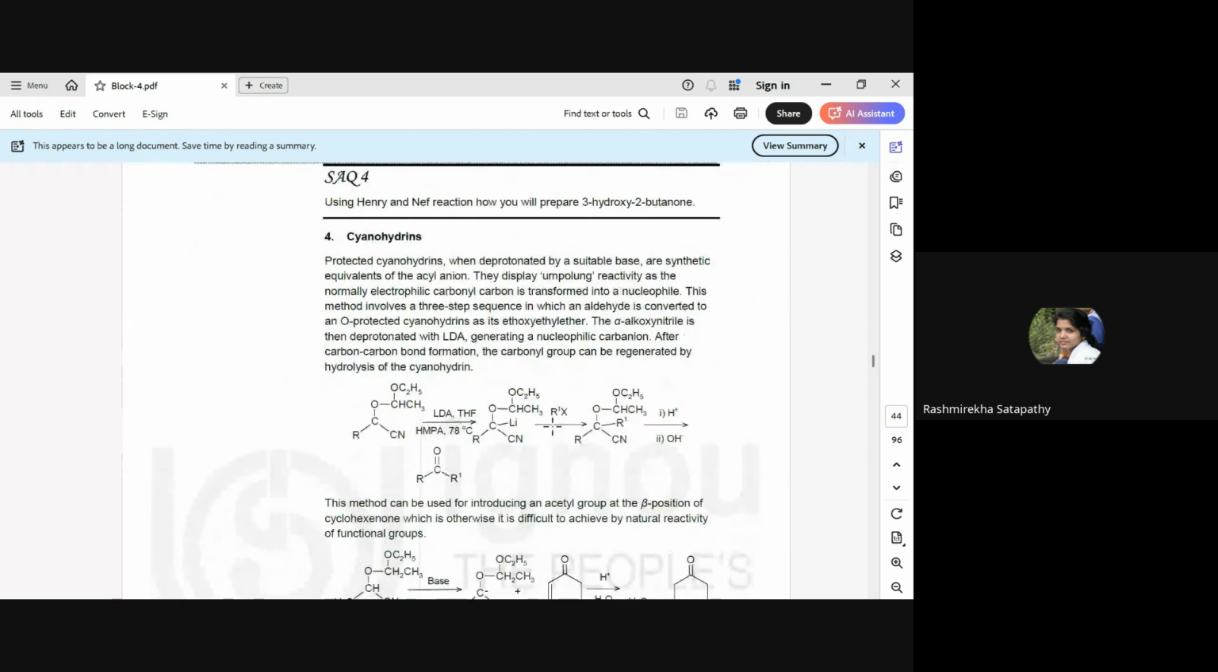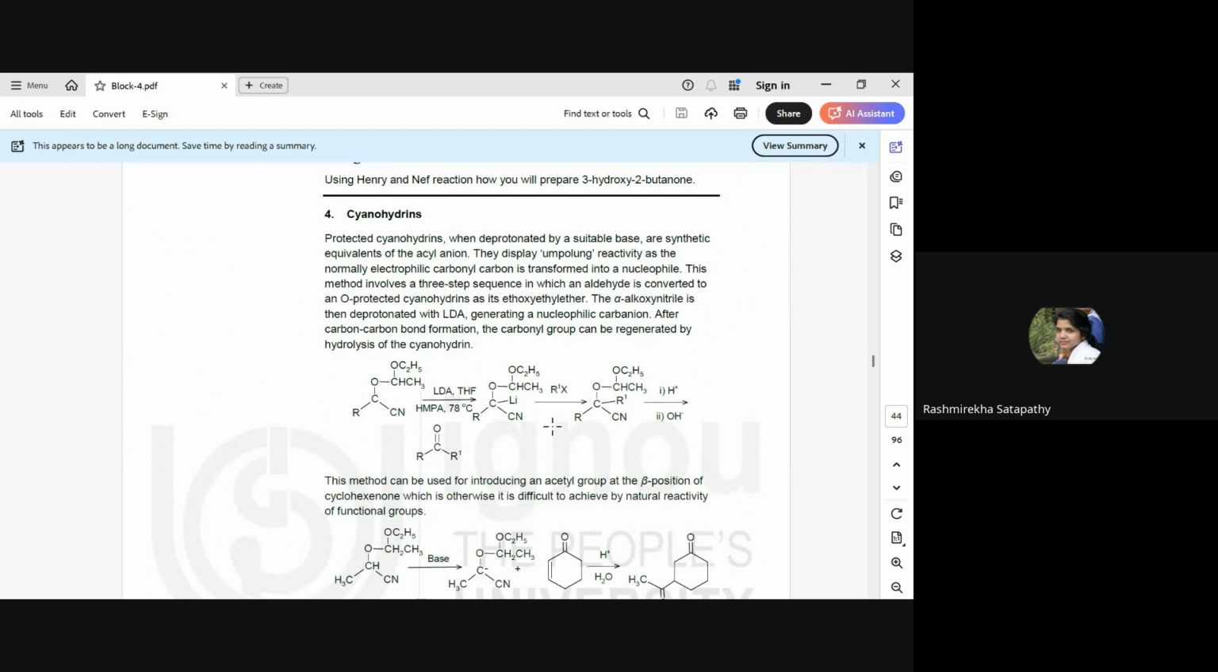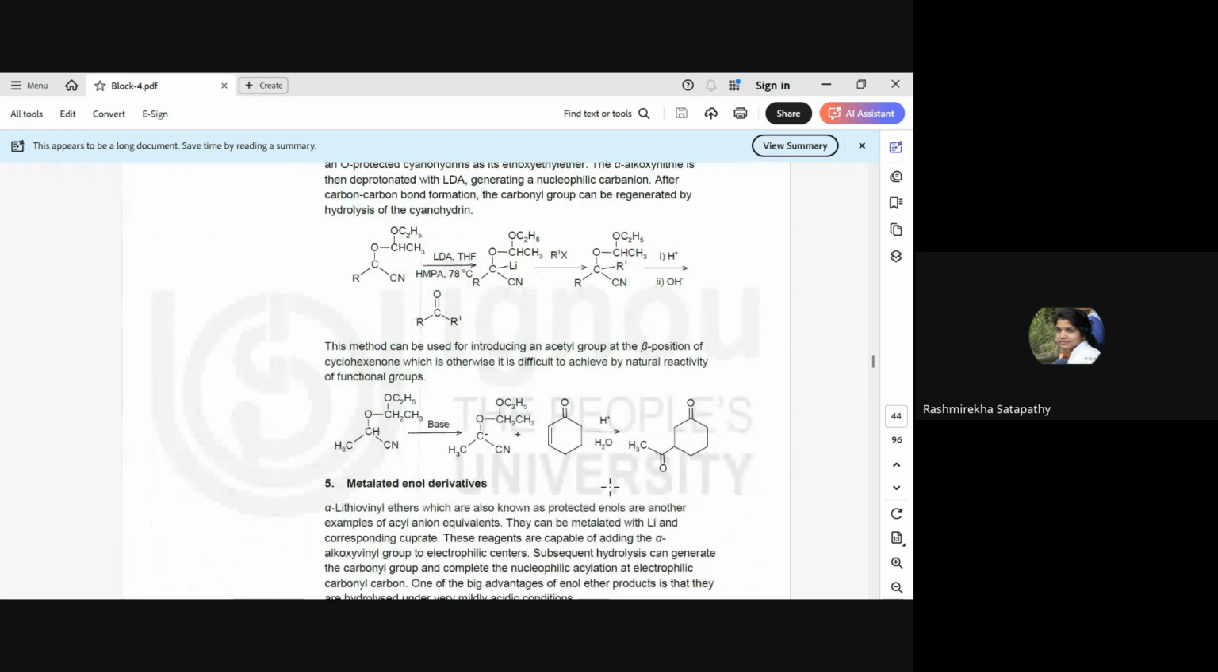Then cyanohydrins. A protected cyanohydrin, when deprotonated with a suitable base, is a synthetic equivalent of the acyl anion. They display Umpolung reactivity, converting the normally electrophilic carbonyl into a nucleophile. When this compound with a carbon-carbon double bond is treated with LDA in hexamethylphosphoramide, HMPA, at -70 degrees centigrade, the CN and lithium atom are attached here, with OCH3, and in the presence of an alkyl halide this compound is formed. Finally, hydrolysis gives this ketone compound.